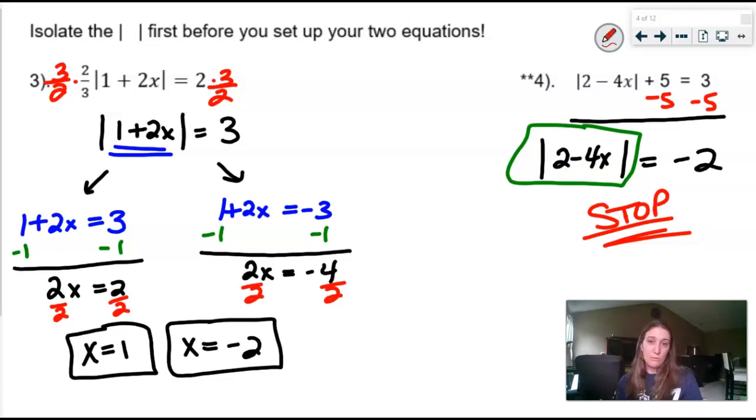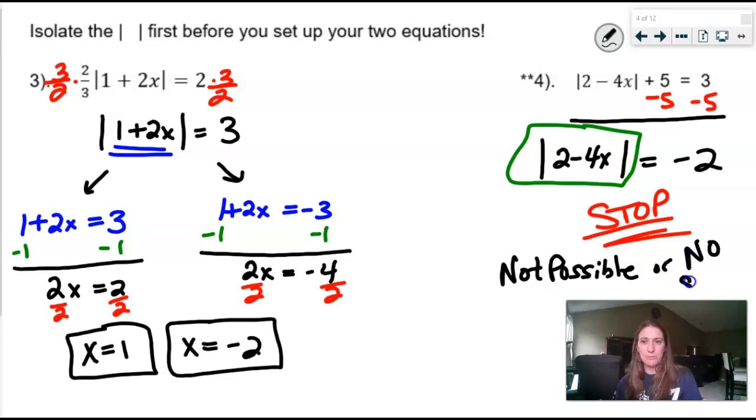So then you can write a couple of different things. You can say not possible. Or what most algebraic people write is they write no solution. Because if you're trying to solve and you can't solve it, that means there's no solution.